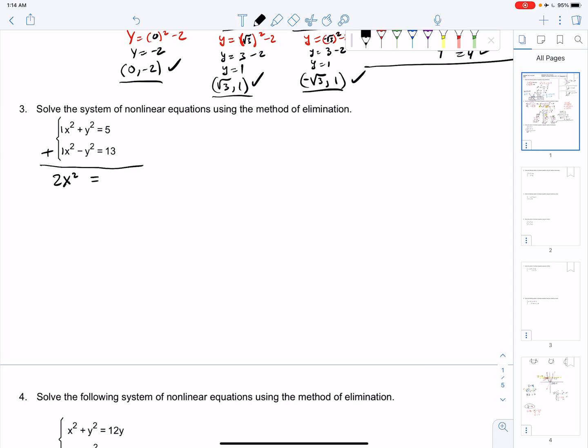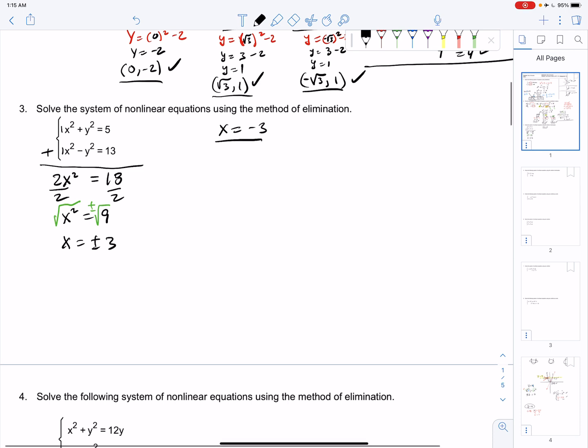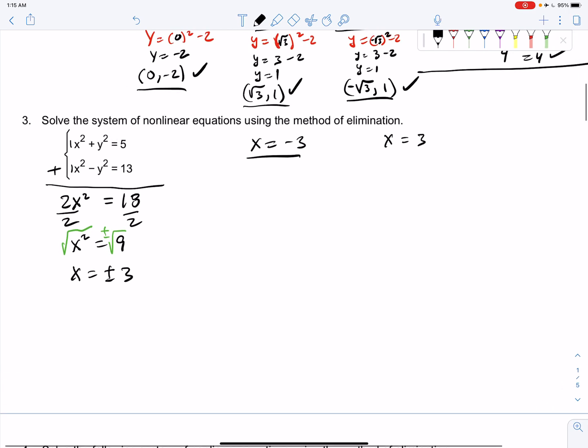5 plus 13 is 18. I divide by 2 on both sides, and I get x squared equals 9. Now I square root both sides, and I get a plus or minus. This gives me x equals plus or minus 3. All right, well, what should I do? Well, I should take x equals negative 3 and figure out what the y value would be, and x equals positive 3 and figure out what that y value is going to be.